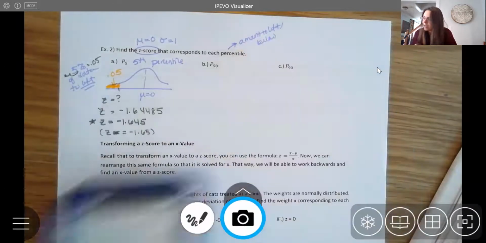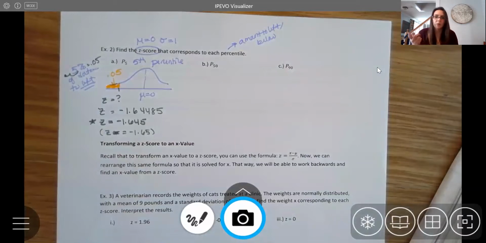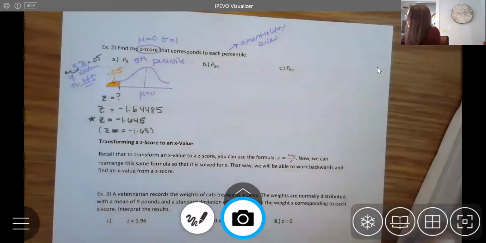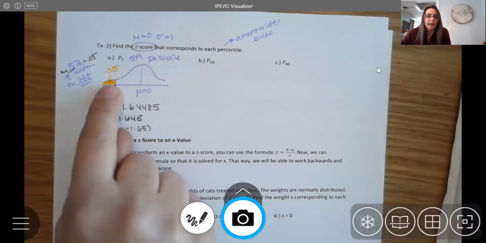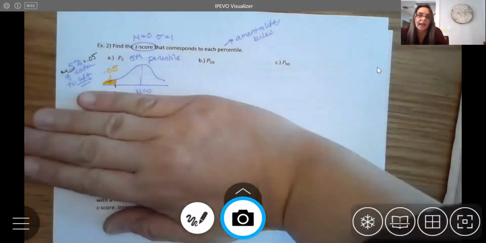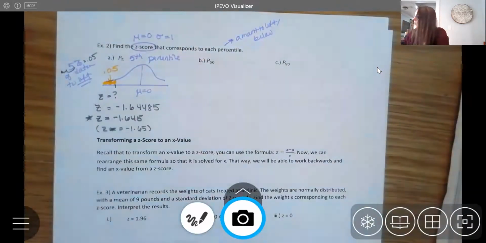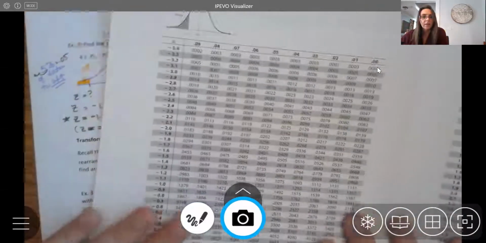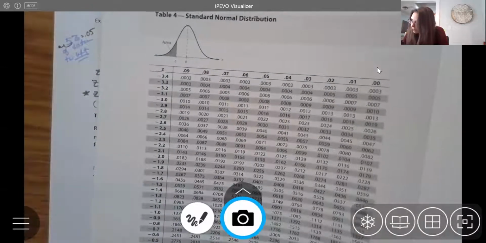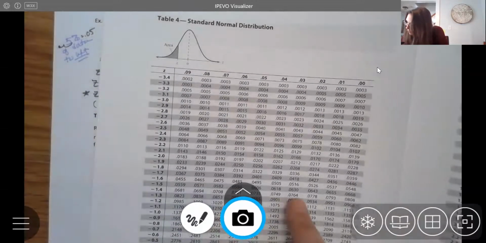All right. Now, if I want to use the table, I'm going to do the table just one more time, and then I'm going to stick with technology for the last two. Okay. Again, notice that I'm on the left here. So z-scores to the left would have to be negative, right? Because it's to the left of 0. So I'm going to look at the negative side of my chart, which is here. And I'm looking for that value of 0.05.